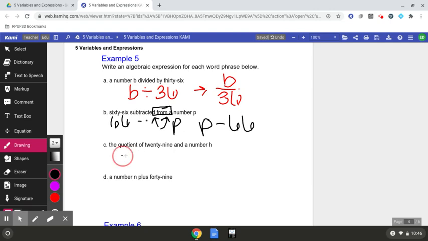Okay, the next one says the quotient, which means divide. And again, we're going to move it to where we see the word "and," of 29 and a number h. So again, we could write this two ways. We could do 29 divided by h. Or we could write it as a fraction, 29 divided by h.